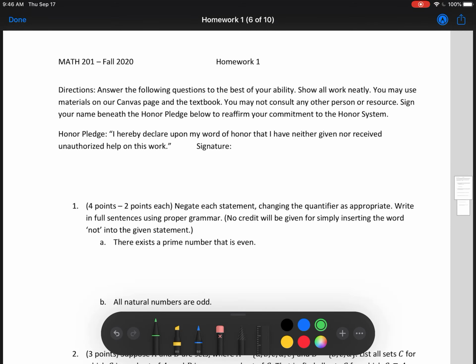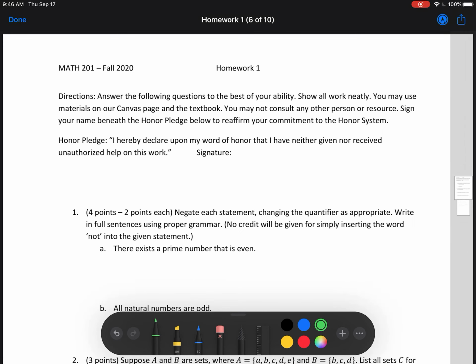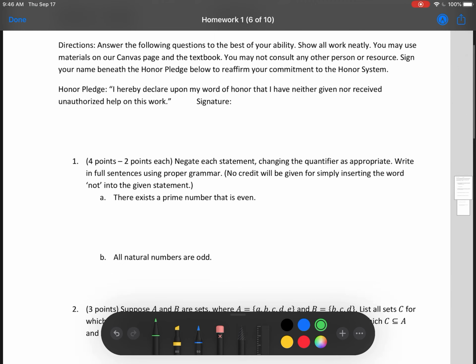All right, so in this video, we're going to go over the answers to the first homework. So I'll just talk through them in order. For number 1, we are negating a statement, being sure to change the quantifier and write in full sentences using proper grammar. So the first statement is there exists a prime number that is even.